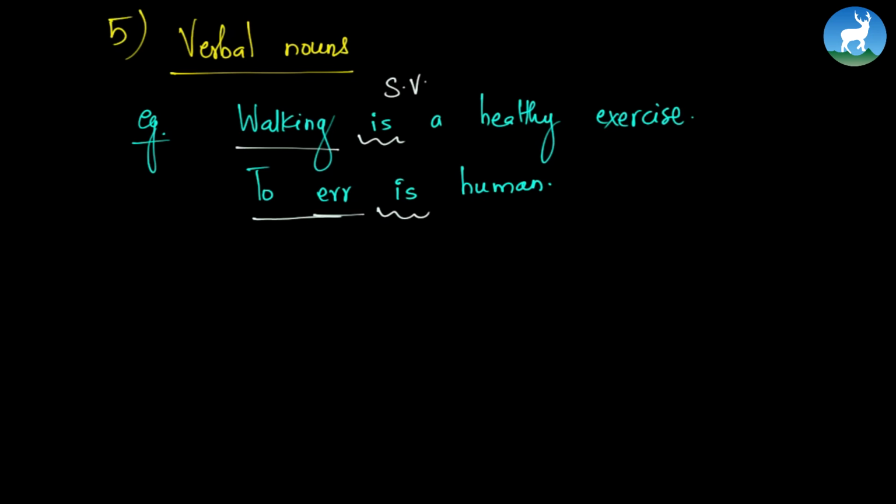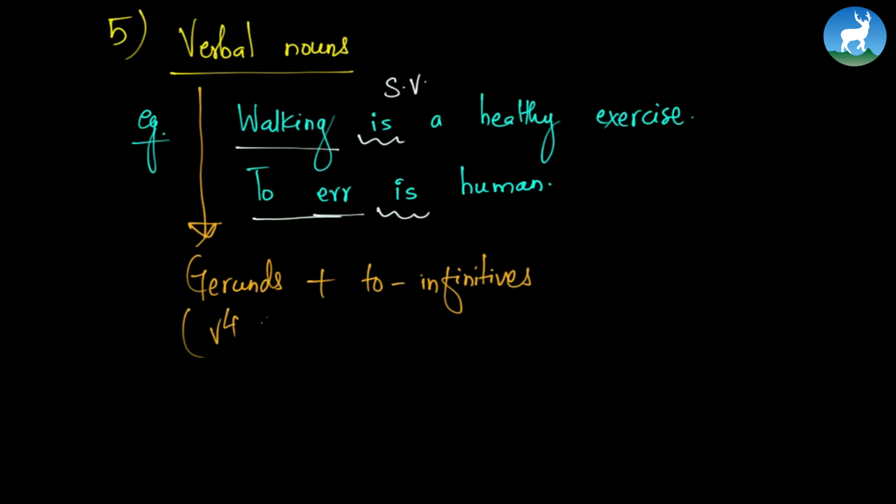So what the main question is, what are verbal nouns? Now verbal nouns are gerunds plus to-infinitives, right? Gerund means V4 or verb-ing, but it is not acting as a verb but rather as a noun. To-infinitives mean to plus V1, and it is still acting as a noun, not as a verb. To err, that is to make a mistake, is human. So verbal nouns always take singular verbs.